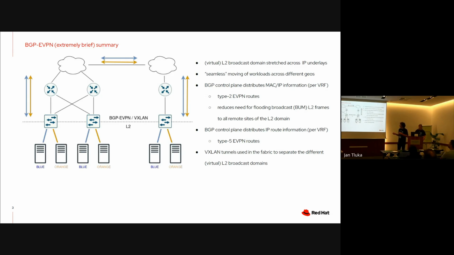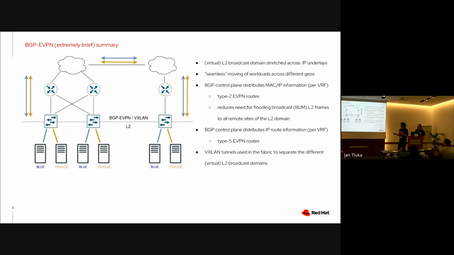And this also reduces the need for flooding broadcast packets. And by broadcast, I don't mean actual broadcast necessarily, but broadcast, unknown unicast or multicast packets, because the top of rack switch here or the BGP speaker here will know that whenever it needs to forward something to Orange on this side, it has to go through this path. Otherwise, it would have to broadcast it, flood it to all its peers.